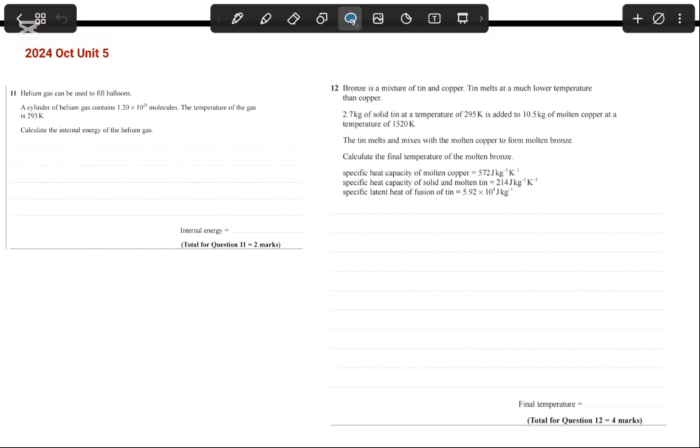So if you want to try the question, which you should, pause the video, do the questions yourself, and then come back and see the answers, how I solve it. And if you just want to see the mark scheme and the examiner report, you can go to the end of the video.